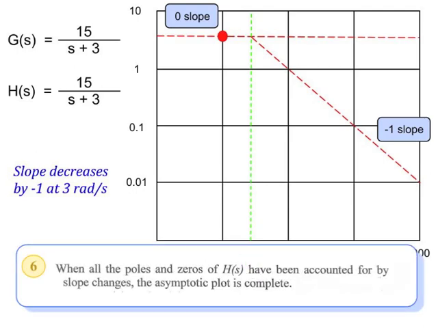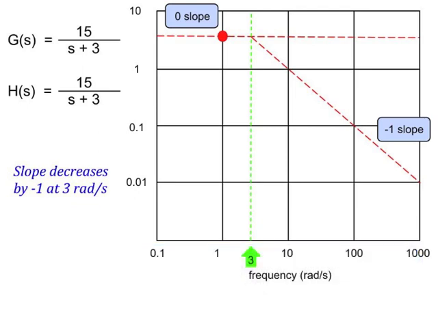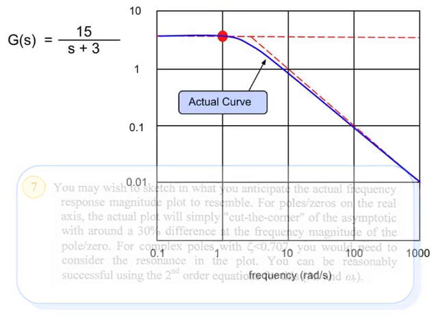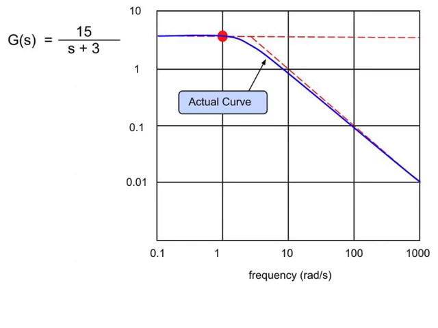Since we have only one pole and no zeros, that means that we're done now with the asymptotic plot. We've accounted for each pole and each zero. So we move on to step 7. Here we'll cut the corner on the asymptotic curve to form the actual curve, at least our approximation of it. And since the pole is on the real axis, we know it'll be a gentle bend here at the corner. So here I'm showing the actual curve in blue and the asymptotic curve in red.